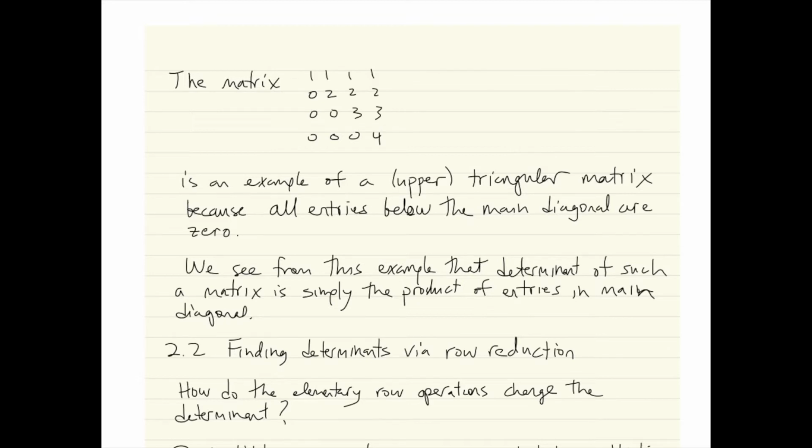And so we've seen in chapter 1 that row reduction can simplify a matrix to something manageable in some sense, or interesting.